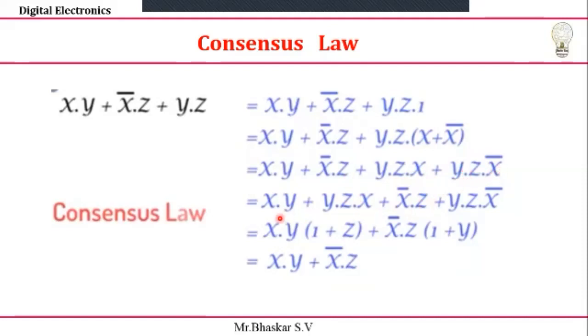Now here I'm going to take xy as common factor. I'll get 1 plus z from these two combinations. Next, here I'm going to take x bar and z as common factor, remaining 1 plus y. Okay, now 1 plus z is nothing but 1 only, and 1 plus y is nothing but 1 only, we already studied the formulas. Then I'll get x dot y plus x bar dot z. Okay, so this is the only expression we are going to get.